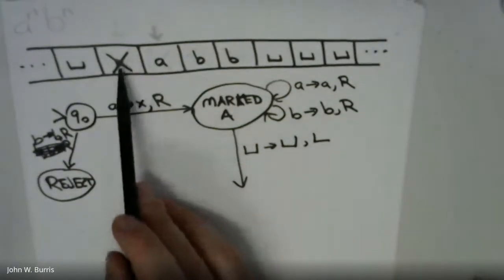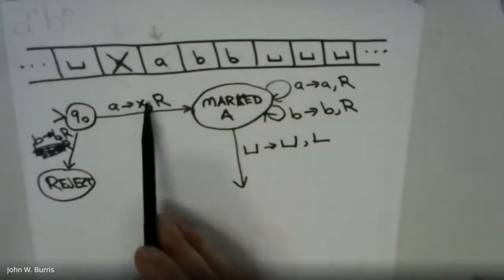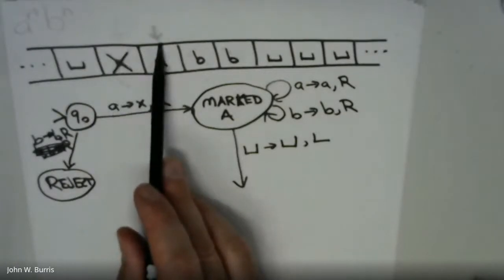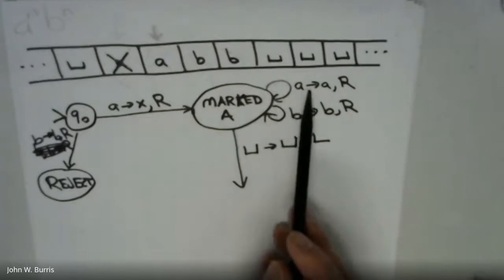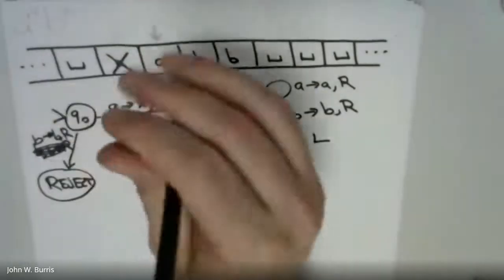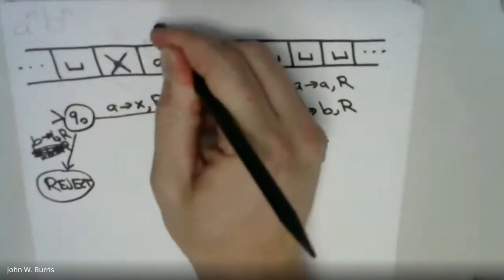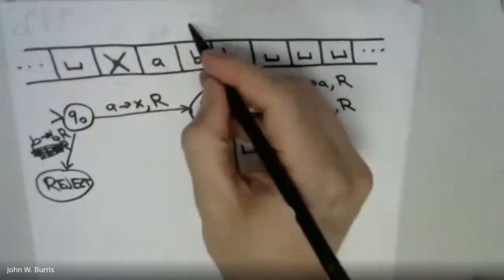We read in an A, we wrote an X, and we moved to the right. That put our reader right here, and we're now at this state, mark A. We're going to read in an A, write an A, and move right. All that does is move the reader over by one.